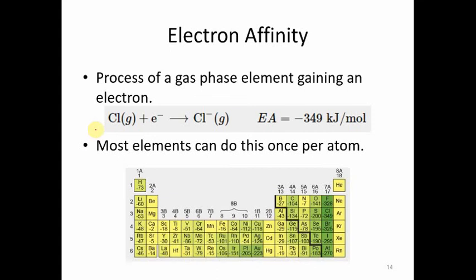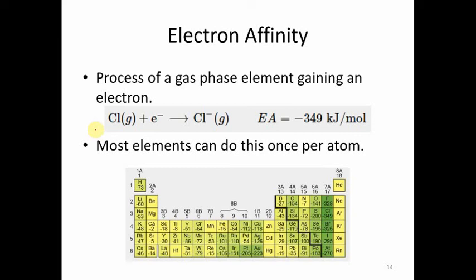Another property to discuss briefly is the electron affinity. And this is the process of a gas phase element gaining an electron. Ionization energy was where we removed an electron from the element, and in this case, we're actually gaining the electron. And in most cases, this is going to be an exothermic process. Most elements are able to do this once per atom. In other words, there's only a first electron affinity, not a second or third.